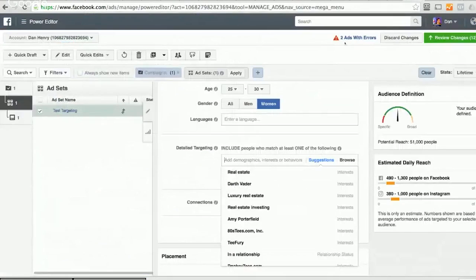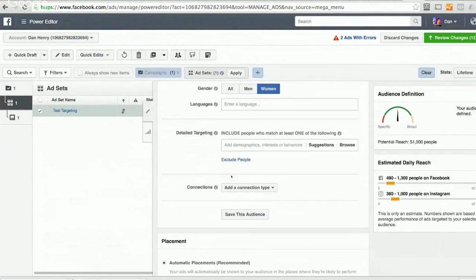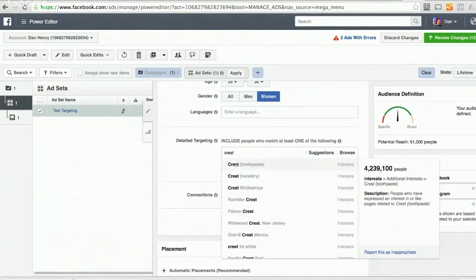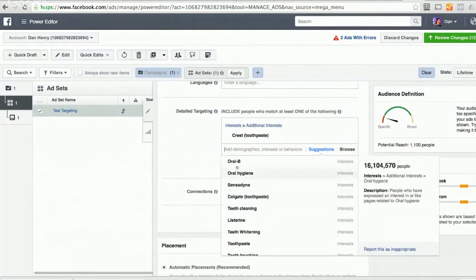You know what? Let's look at Crest. Okay, so let me type in Crest. Crest toothpaste, 4.9 million people. Oh, here we go. See, it gives us ideas. Now, here's what I'm thinking. If somebody specifically likes the page Crest or something like that, they'll probably care about their teeth.